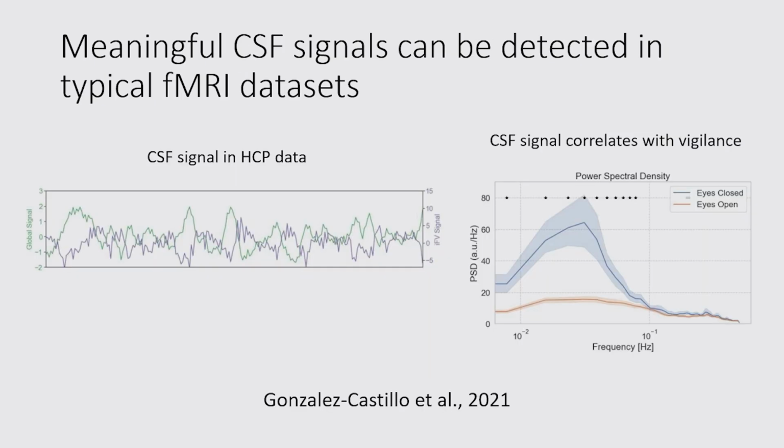And then this really important study from Gonzalez-Castillo et al. a couple years ago used the HCP data set and found that they could actually detect flow-like signals even in the HCP data set, where the TR is around 700 milliseconds, suggesting that the CSF signals are there and they're really strongly correlated with vigilance state, with much higher CSF flow signal in people who are in low vigilance.